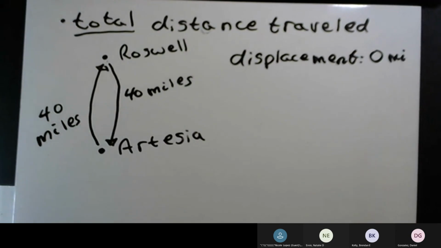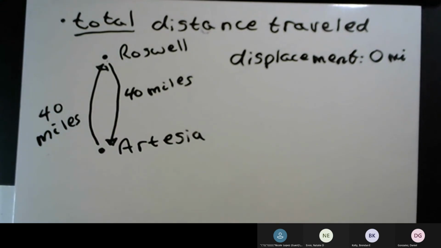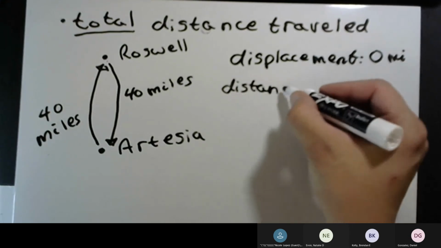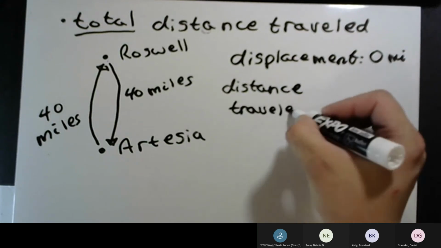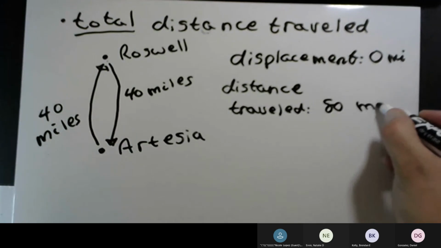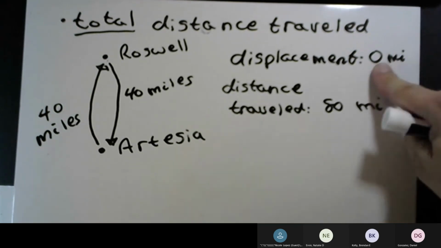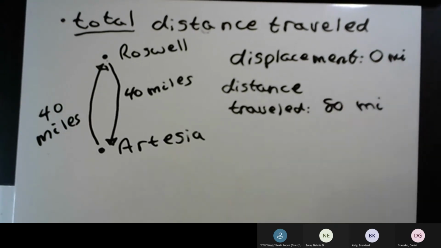So that's 0 miles. You're 0 miles away from where you started at the end of the trip, because you start here, go here, and then this is where you end your trip. But then distance traveled, that's a total of 80 miles. So displacement at the end of your trip and distance traveled at the end of your trip are two different things.